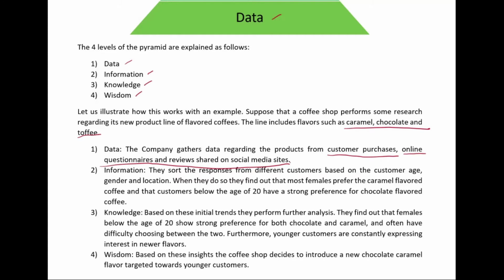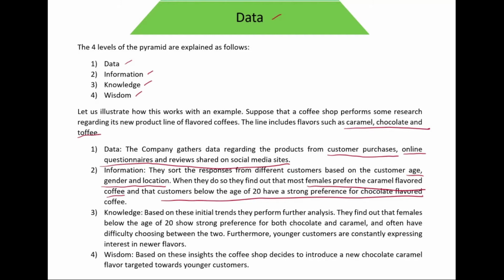So once it gathers all this data, they sort the responses from different customers based on the customer background. They do it based on their age, their gender, and location. And when they do so, they find out that most females prefer the caramel flavored coffee, and customers below the age of 20 have a strong preference for chocolate. So they have some patterns and certain nuances they've noticed in the data by processing and analyzing it. So they have some information.